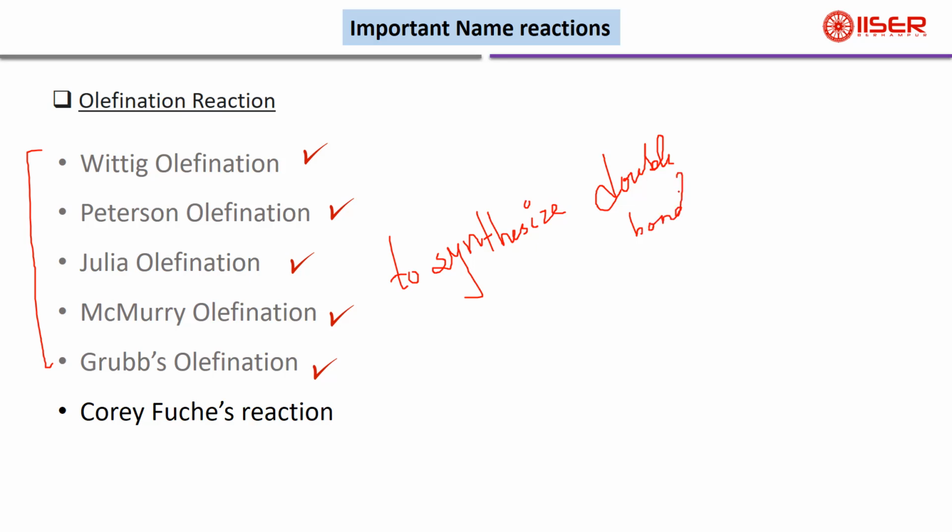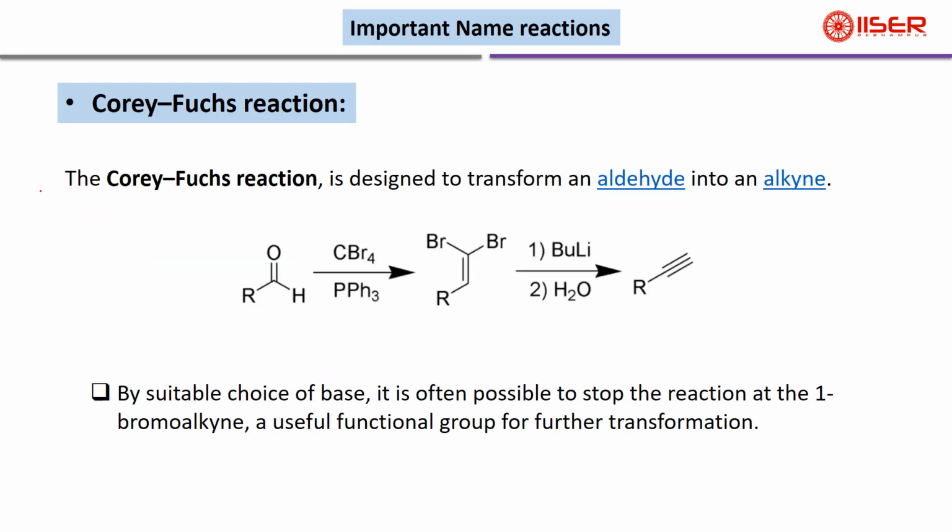Now, how can we prepare a triple bond from a ketone? That is called the Corey-Fuchs reaction. This is one of the important reactions for any molecule synthesis, because by this reaction, in a single step, you can generate a triple bond directly from an aldehyde. So the Corey-Fuchs reaction is designed to synthesize an alkyne from an aldehyde.